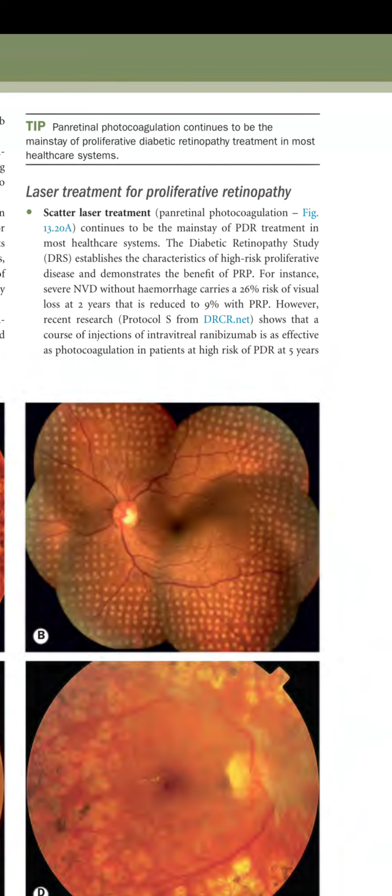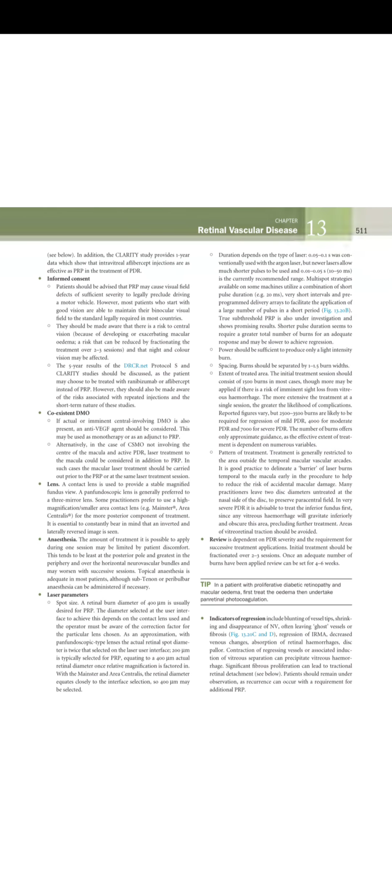And the Diabetic Retinopathy Study, DRS, establishes the characteristics of high-risk proliferative disease and demonstrates the benefit of PRP. For instance, severe NVD without hemorrhages carries a 26% risk of visual loss at 2 years, that is reduced to 9% with PRP. However, recent research, Protocol S from DRCR.net, shows that a course of intravitreal ranibizumab injection is as effective as photocoagulation in a patient at high risk of PDR at 5 years.